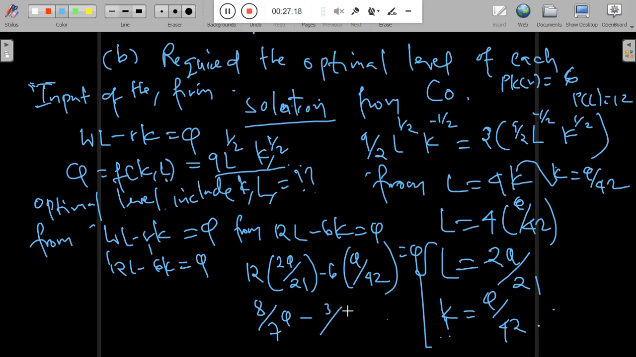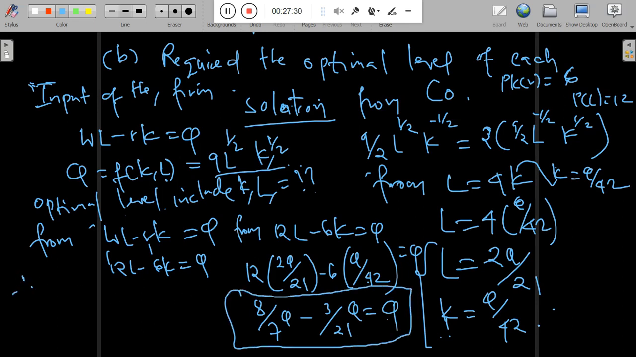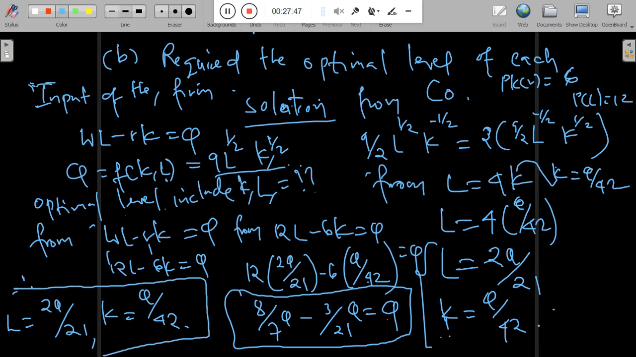So when you press Q, it will be H7Q minus 3 over 21Q, that is equal to Q, as you can observe. So L is equal to 2Q over 21 and K is equal to Q over 42. That would be the answer.